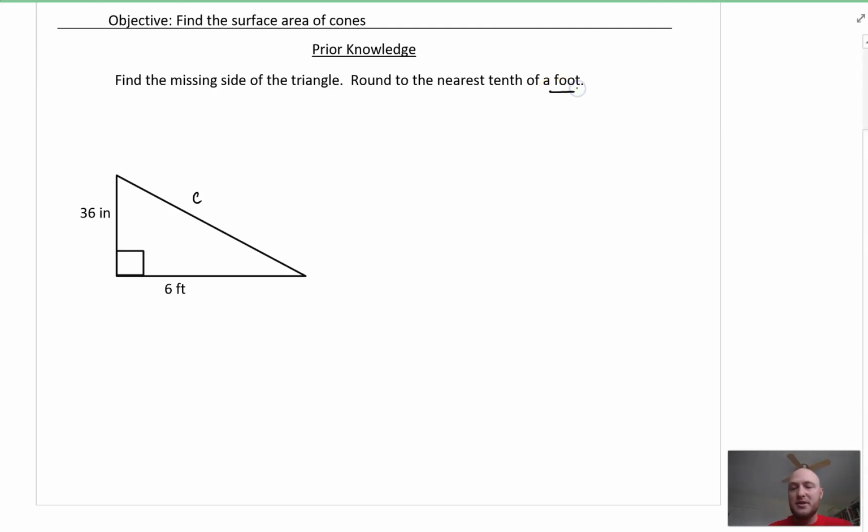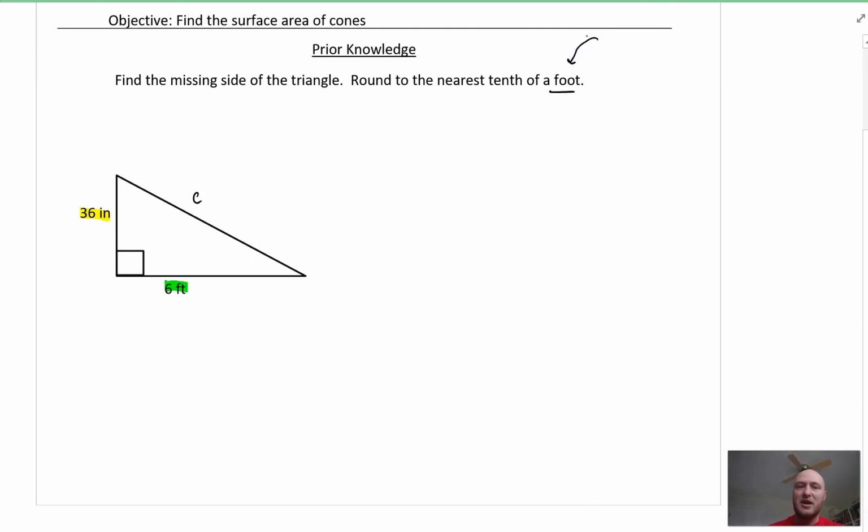Sometimes these problems can get kind of tricky. They'll switch up conversions on you. If you notice here, this side is 36 inches, and on this side it is 6 feet. So I have a difference in units. I need them to have the same type of units when I'm doing calculations. So what do I want to change, inches or feet? Well, what does the problem want? They want you to calculate the side to the nearest tenth of a foot.